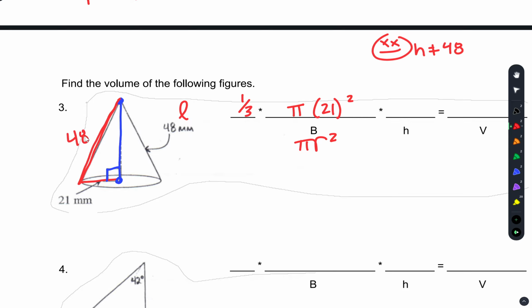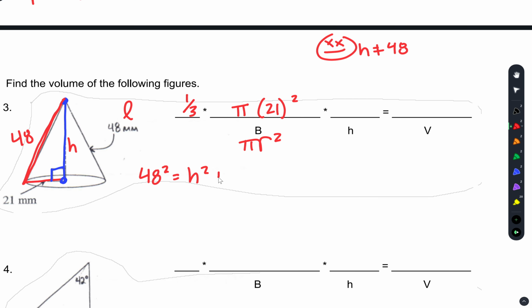That little something is the Pythagorean theorem. We're going to use the Pythagorean theorem here. I know that this is 48 squared. My hypotenuse equals, I'll call that h squared plus 21 squared. I'm going to do a little bit of subtraction. 48 squared minus 21 squared gets me 43.2. Good?